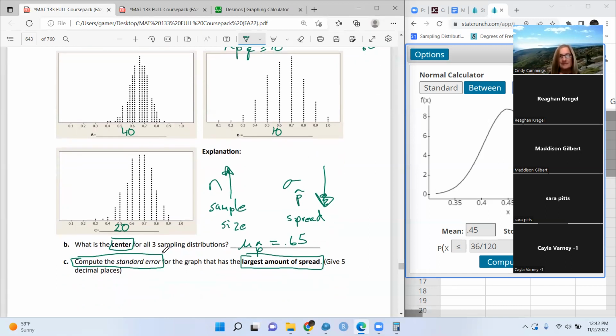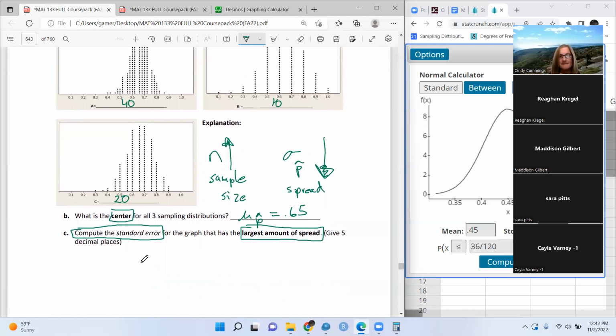Okay, so for C, you used this formula, right? Square root of P Q over N, but then the largest spread. Which one has the largest spread? B. Good. So think through, the smaller you divide by, the larger the fraction is going to be. That's another way to keep track of that. Oh yeah, this is definitely going to have the most spread because it has the smallest divisor. Love it, Kayla.